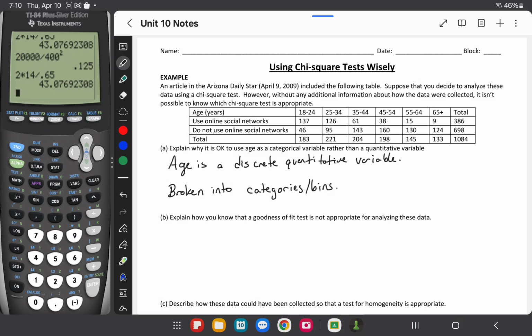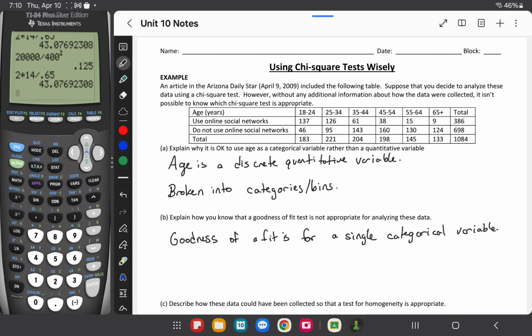Well, in part B, explain how we would know that a goodness of fit test is not appropriate for these data. Keep in mind, goodness of fit is for a single categorical variable. And in this case, we're actually comparing two different categorical variables. We're comparing the age in years to whether or not they use online social networks. And so we can't do goodness of fit in this case because of those two variables.